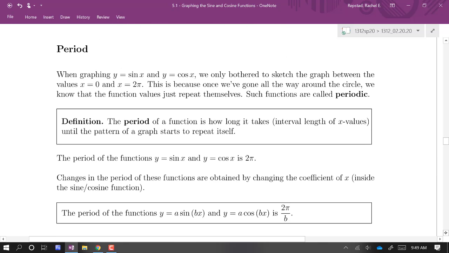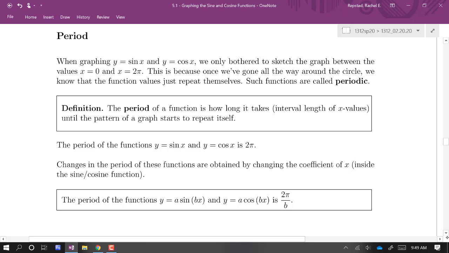So the period is basically how long it takes until the pattern starts to repeat itself. And for us, when we're tracking just plain old sine x or plain old cosine x, we just think about having one go around the circle, right? Because one go around the circle is what you need to get all the values of those functions and the pattern established. So you don't need to plot any more points. So one go around the circle is always 2 pi. We can actually adjust the period depending on how we write that function out.